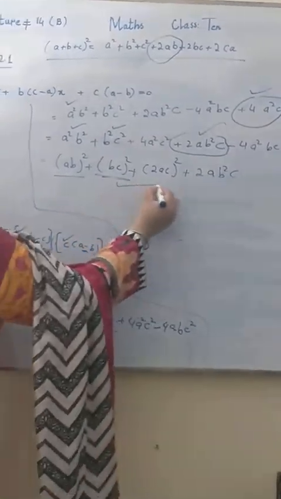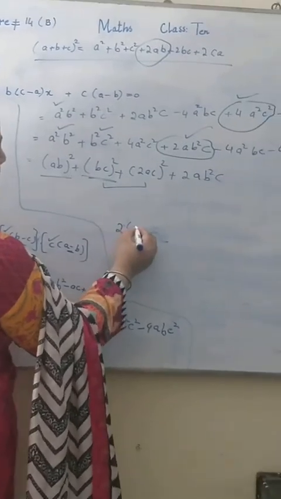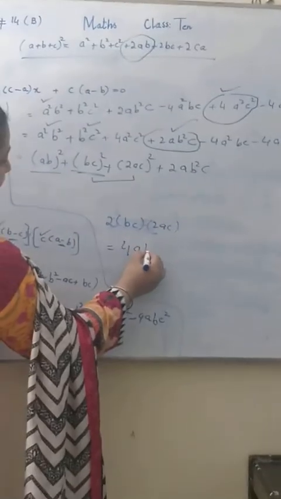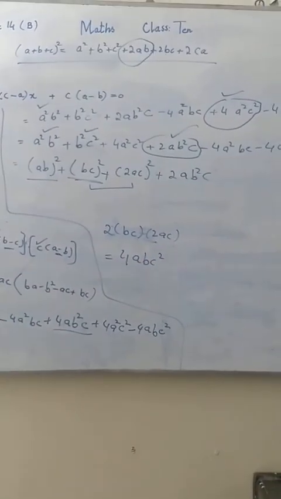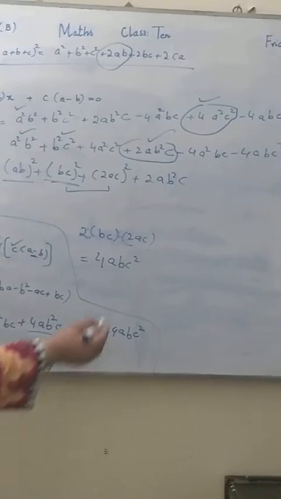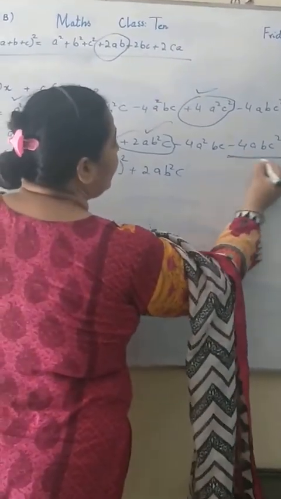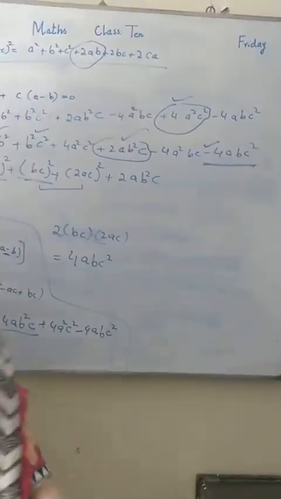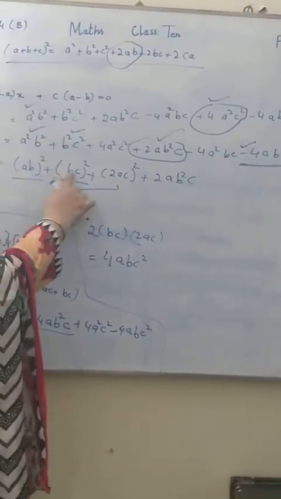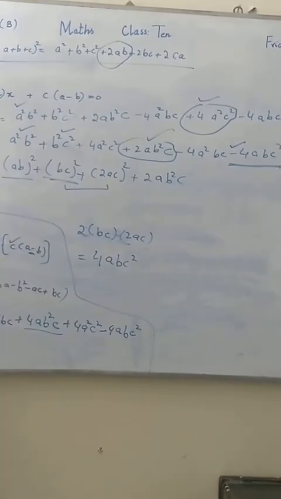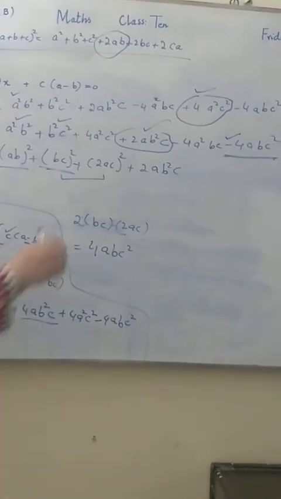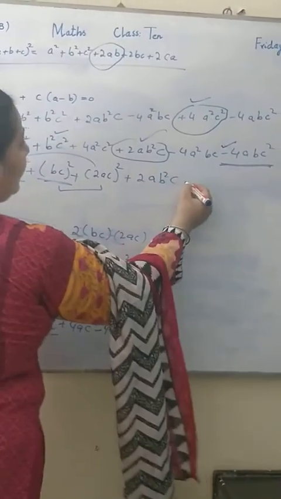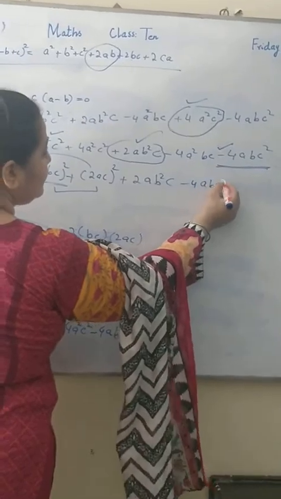Now we will check these two. Plus 2bc: 2 into bc into 2ac, we will get 4abc square. Do we have any such value? Yes, but this is minus 4abc square. What does this minus sign show? It shows that either this is negative or this is negative, but we don't know which value is negative. We will decide after we multiply this with this. So we will write minus 4abc square.